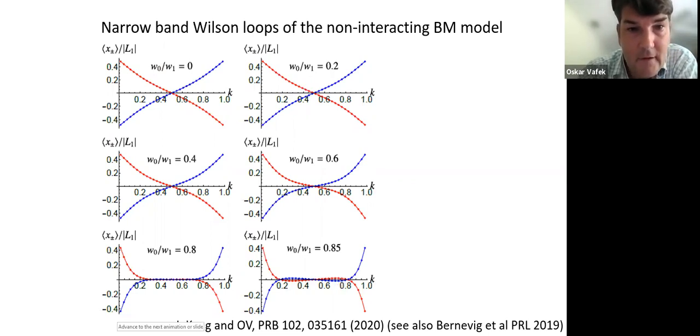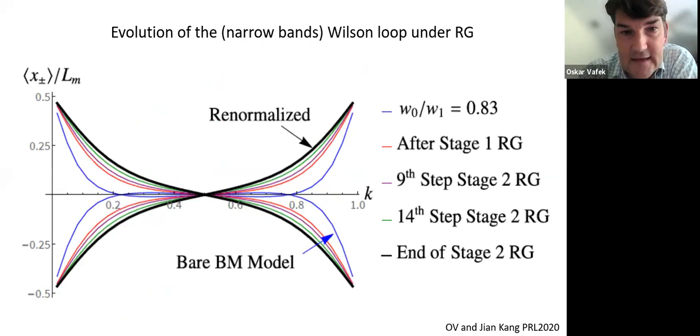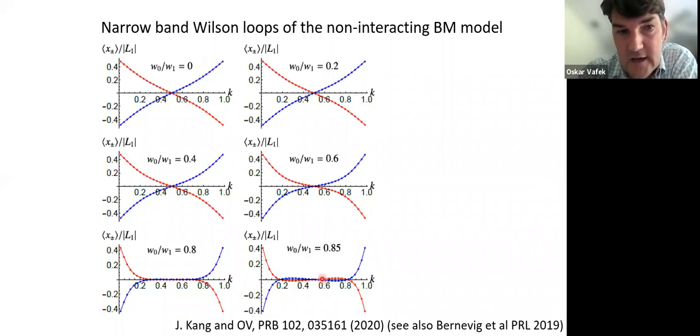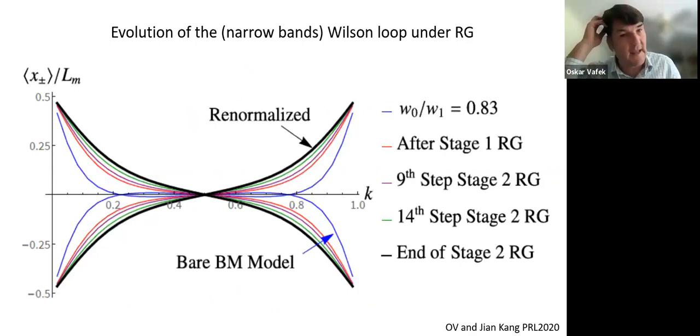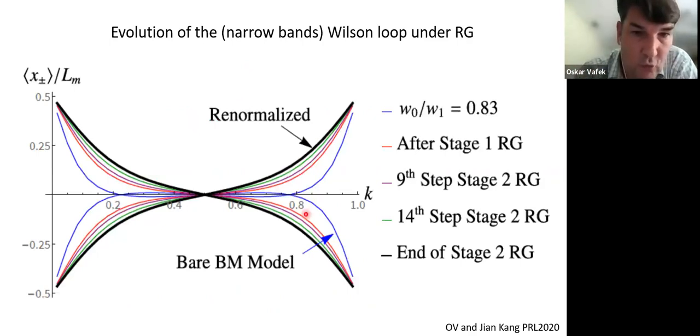Okay, so what we can do now is ask what happens to the Wilson loop of the narrow bands under renormalization, and in particular under the second stage of renormalization, which is numerical. What we find is that they continue steepening, just as if you took an ordinary Bistritzer-MacDonald model and moved towards the chiral limit. So there's no reversal of the flow in the second stage, and we simply continue flowing towards the chiral limit.